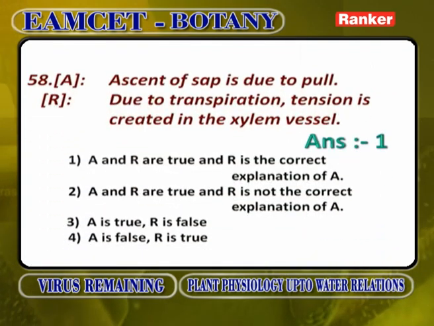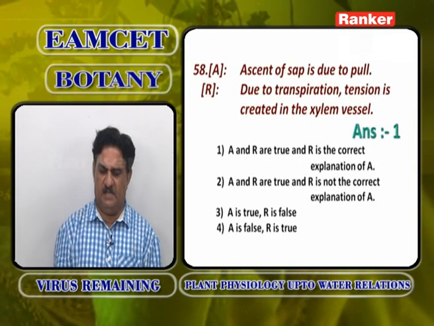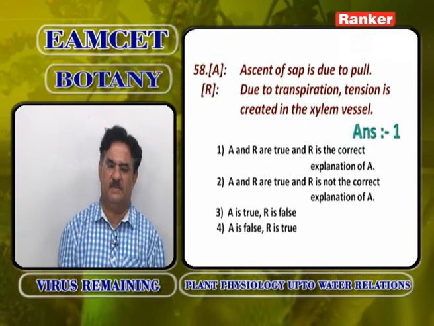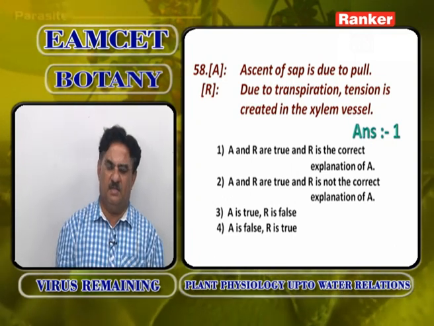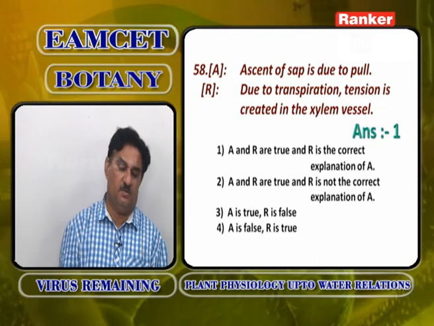Another assertion reasoning. Ascent of sap is due to pull. Ascent of sap is definitely due to pull. That pull is called transpiration pull. Due to transpiration, tension is created in xylem vessels. Definitely, transpiration makes a tension in mesophyll cells, then to xylem, then to stem, then to root.